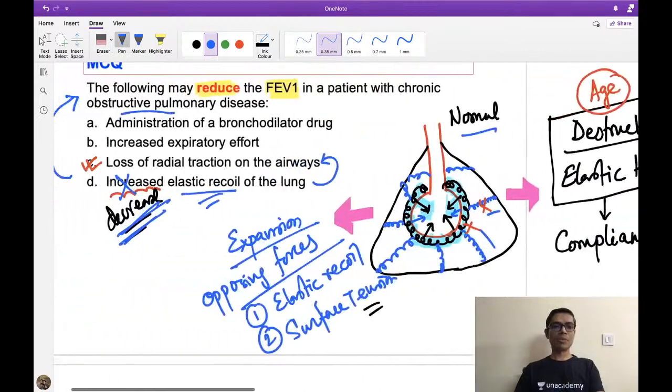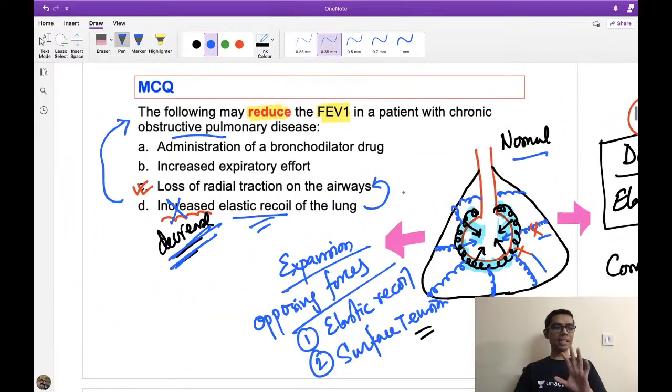Now you tell me whether you understood this explanation clearly or not. This is the explanation of this question, that why loss of radial traction on the airway is going to reduce the FEV1 of the emphysema patient. That is the basic pathology. The destruction of the elastic tissue will increase the compliance, but it will cause collapse of the airway, and that collapse will be at a very early stage of expiration. That is the basic thing. Got it, everybody? This should be clear, because this is the thing which you have to understand. Okay.